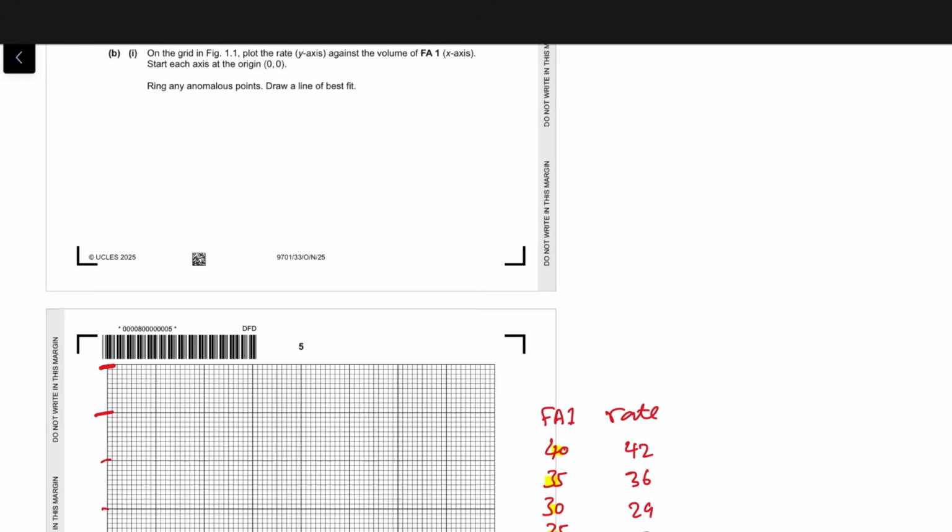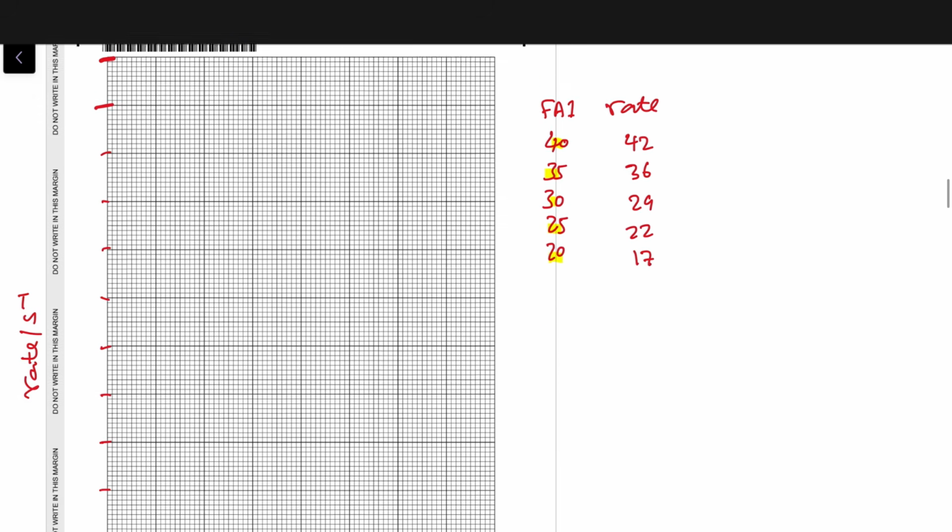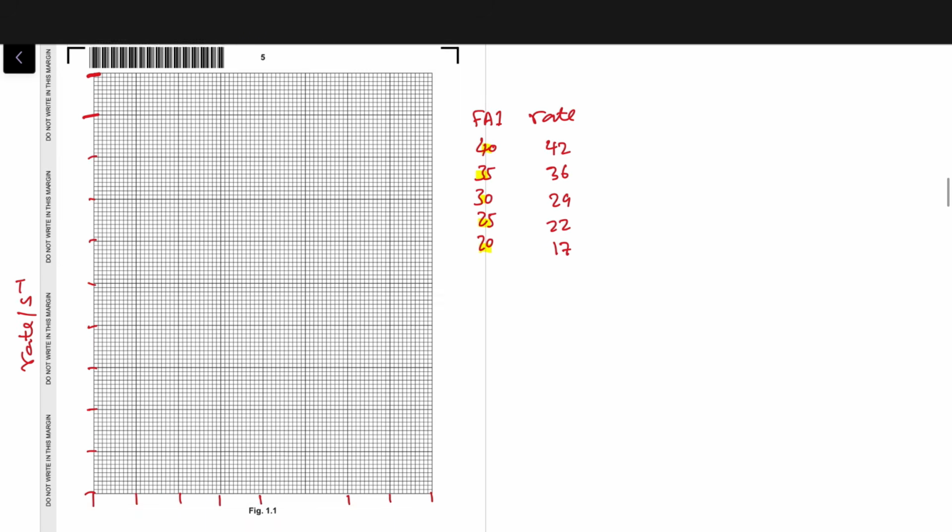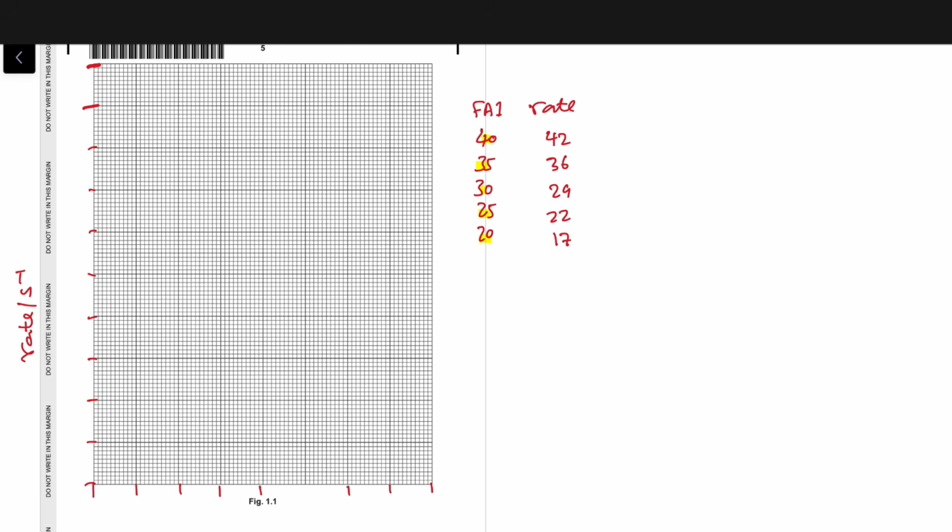Now it's asking us to plot a graph on figure 1.1. The y-axis being the rate, the x-axis being the volume of FA1. Each axis must start at 0, 0, the origin, and we must ring any anomalous points and draw a line of best fit. So I've just rewritten the data for FA1 volume and rate to be able to look back at.